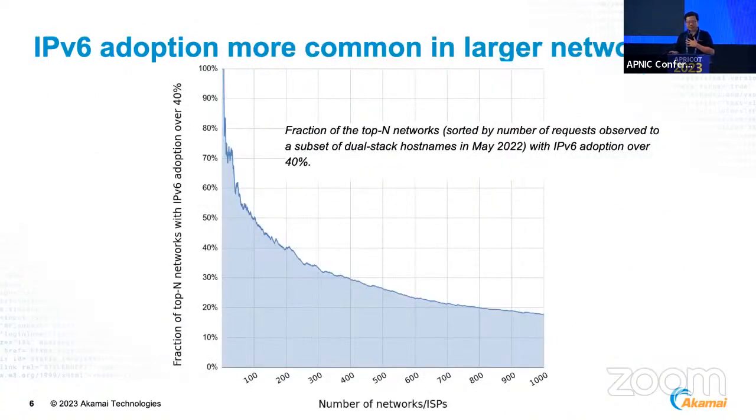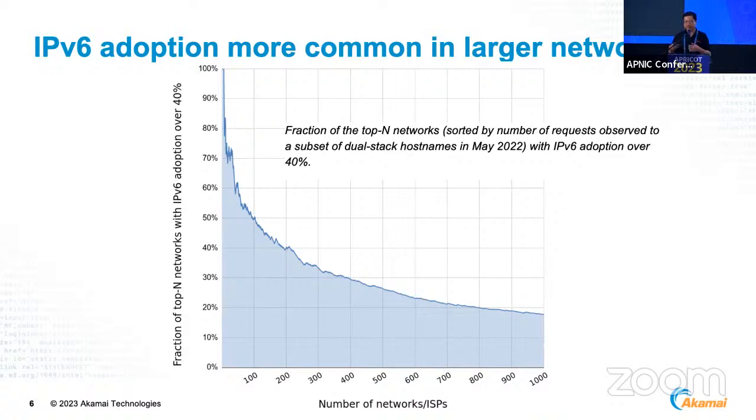Next, you can see this is an overview of IPv6 adoption, but we tab it into the number of networks. So you can see that for approximately 50 networks, about 80% of them have V6 enabled. If you look into the top 800 networks in the world, about 20% of those have 40% adoption.